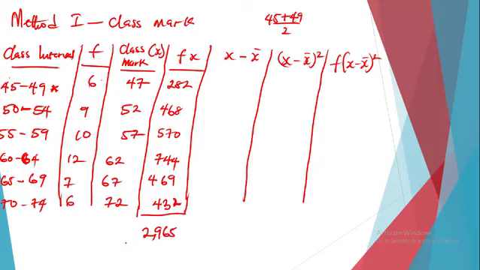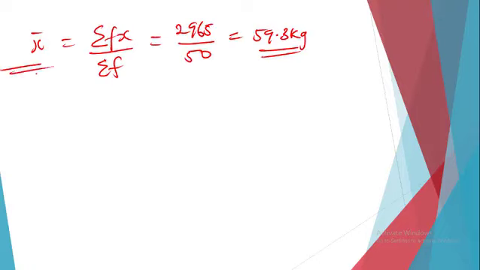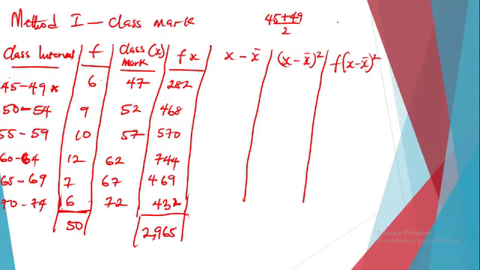2965 as the summation of fx. Then we'll find the summation of f. We'll add everything under this column, and we have 50. So we have 2965 all over 50. Okay, and then divide this. We have an answer of 59.3 kilogram. That's the value of our mean. So let's go back.